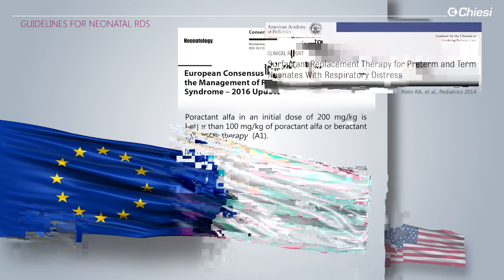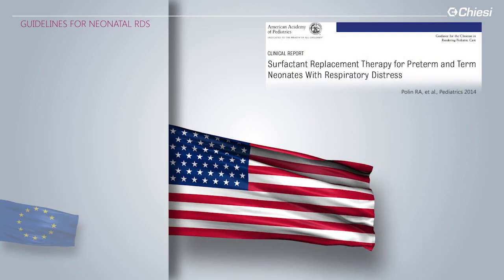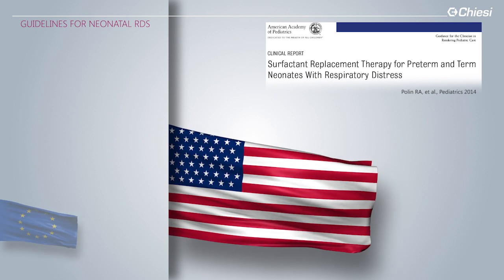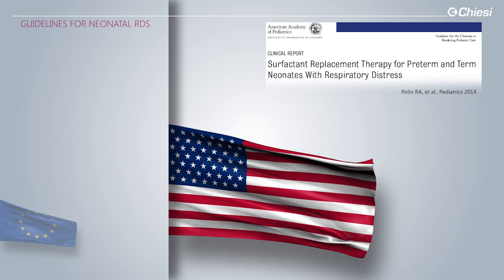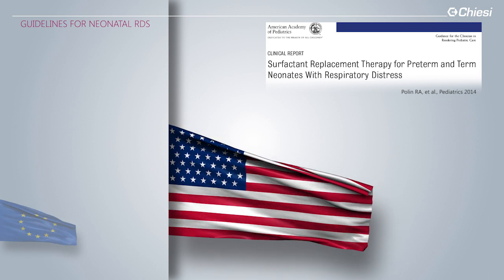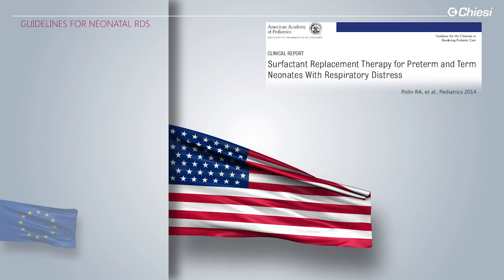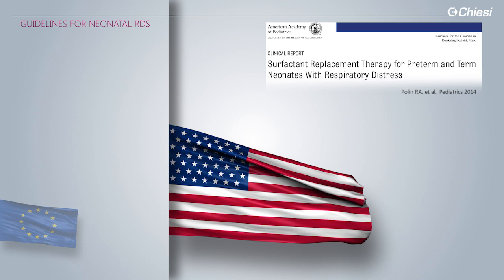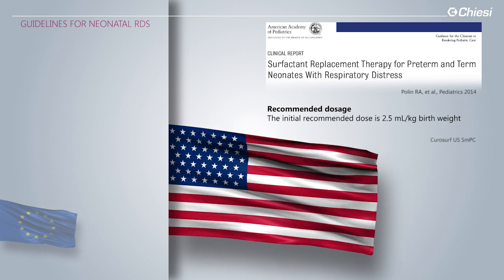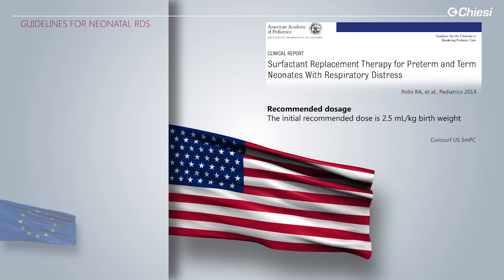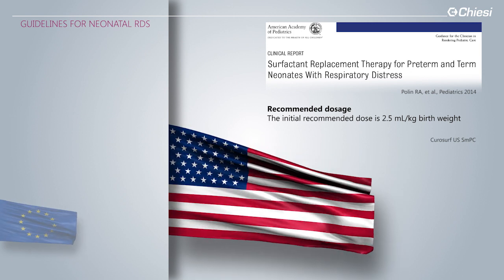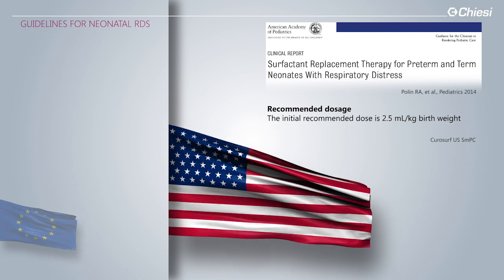On the other side of the ocean, the American Academy of Pediatrics guidelines state no recommended dose, but instead they say that the dose should be designed according to pharmacokinetic data, which means, again, but anyway, in the US, Surfactant alpha is only licensed for an initial dose of 200 mg per kilo for the treatment of neonatal RDS.